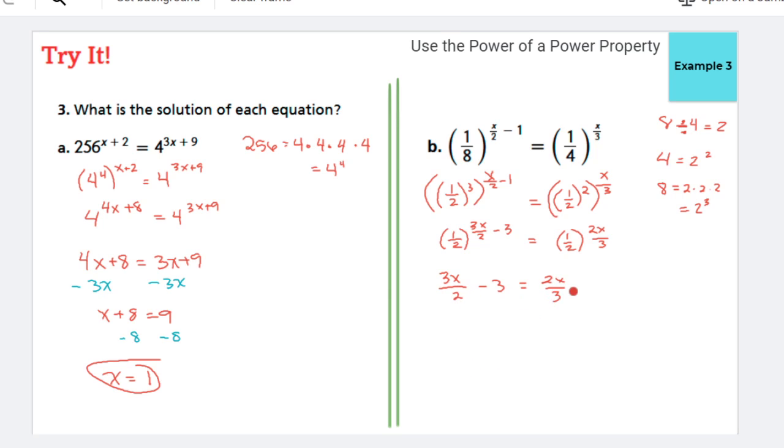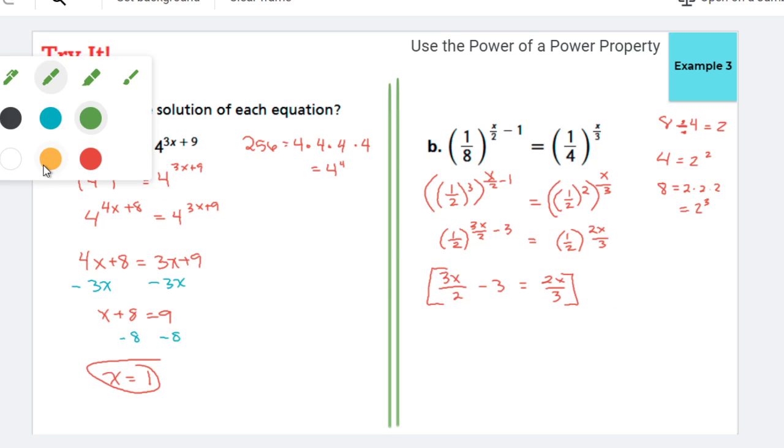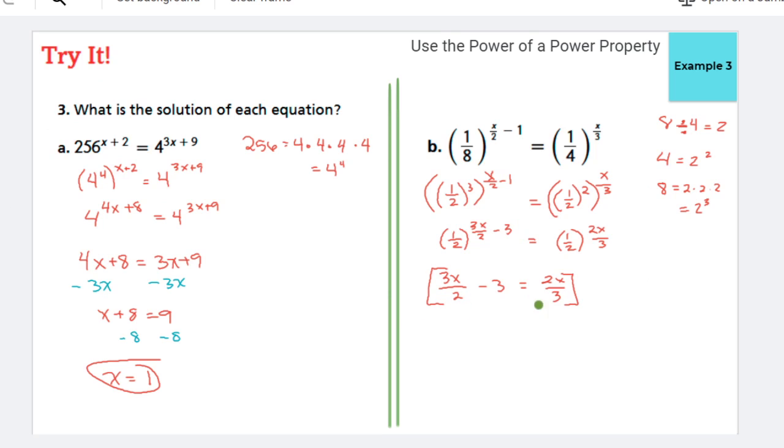We have those disgusting fractions. So to get rid of them, remember we're going to multiply by the least common denominator. So in this case, between 2 and 3, my least common denominator is 6. So here we go. 6 divided by 2 is 3. So 3 times 3x is 9x. 6 times negative 3 is negative 18. 6 divided by 3 is 2. So 2 times 2x is 4x.